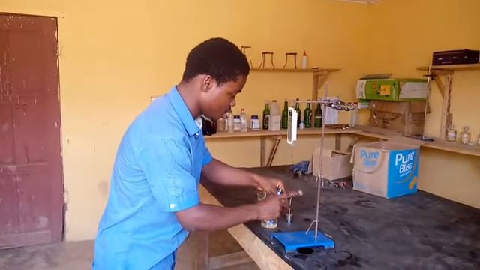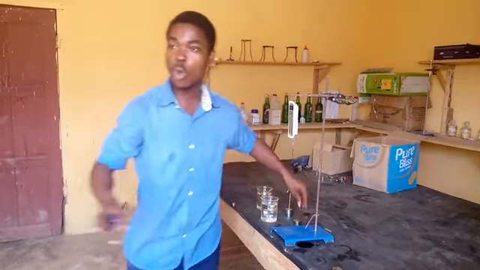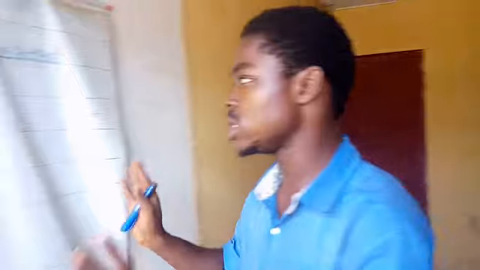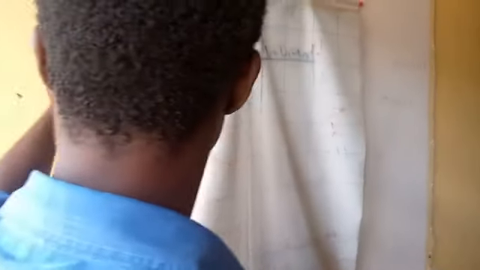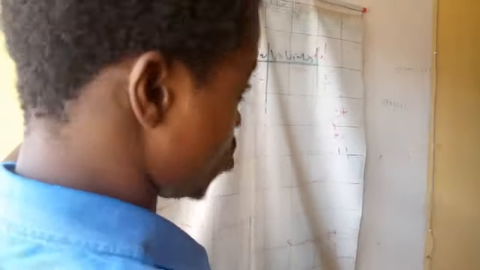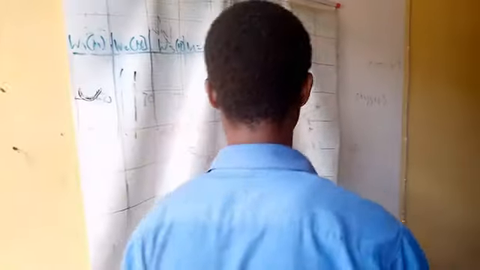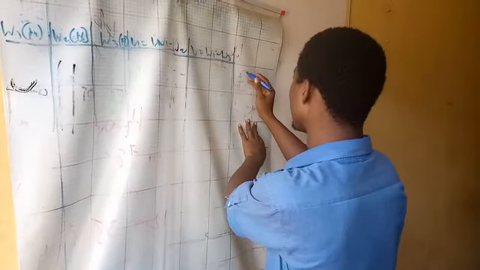Then I will move it. So the weight in air when there is nothing inside is 100 gram. But our weight must always be in Newton. So we are going to convert this 100 gram to a weight in Newton.